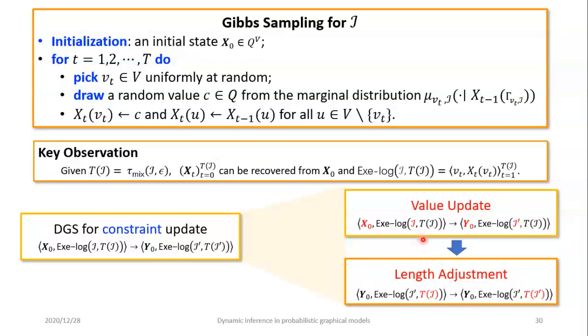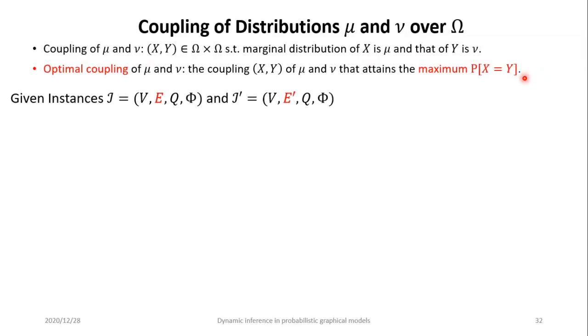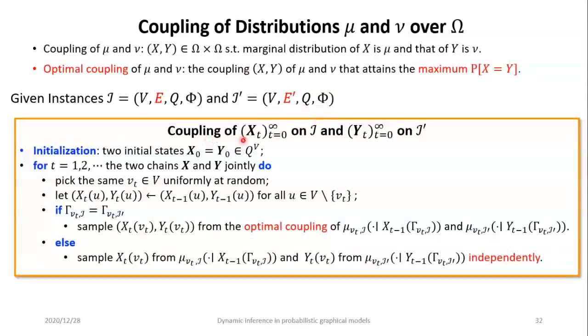The value update subroutine is the core of the algorithm. In the following, let me explain this subroutine. A tool used is the coupling of distributions. Given two distributions μ and ν over Ω, the coupling of μ and ν is a joint distribution of x and y, such that the marginal distribution of x is μ and the marginal distribution of y is ν. The optimal coupling of μ and ν is the coupling that attains the maximal probability that x and y are equal.